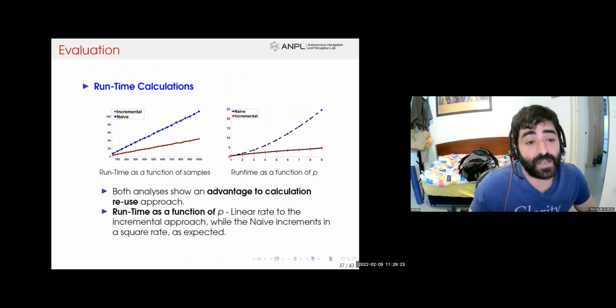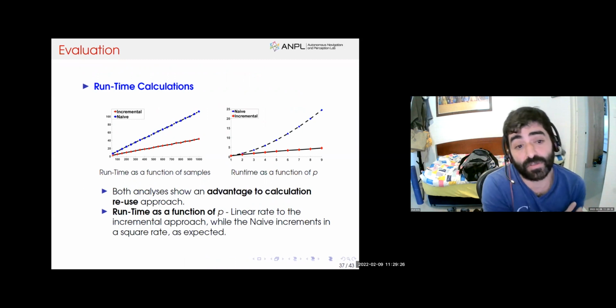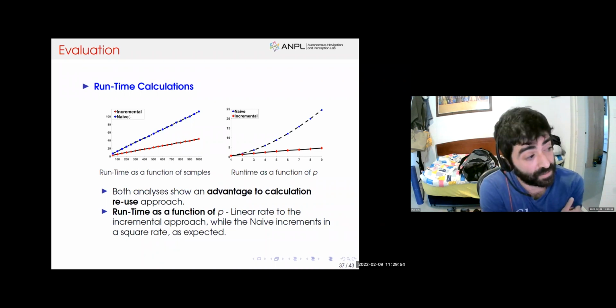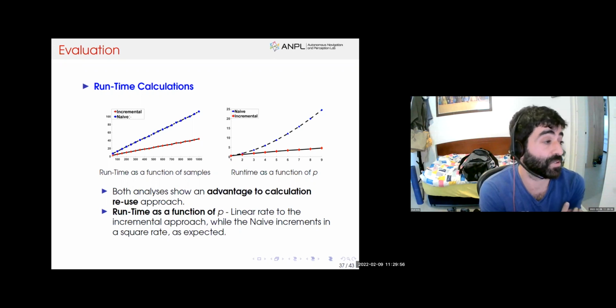In this slide, we want to show the runtime statistical analysis. The first plot here shows the used number of samples as a function of the runtime. We compare 2 approaches: the naive approach, which performs the calculations for each one of the arguments from scratch, and the incremental approach, which is the approach that we suggest here, that does calculation reuse.